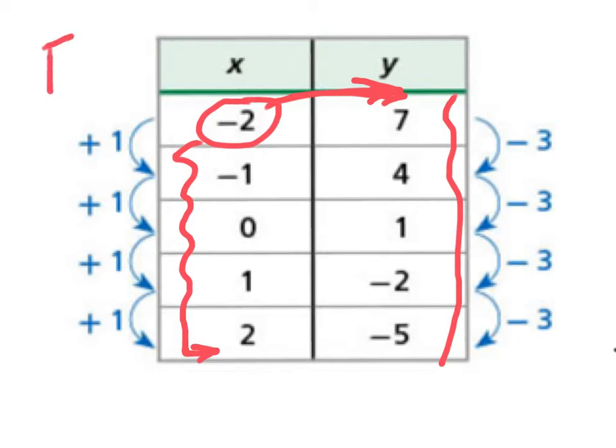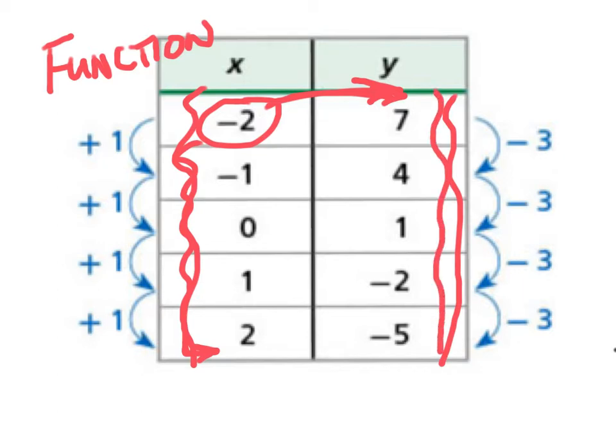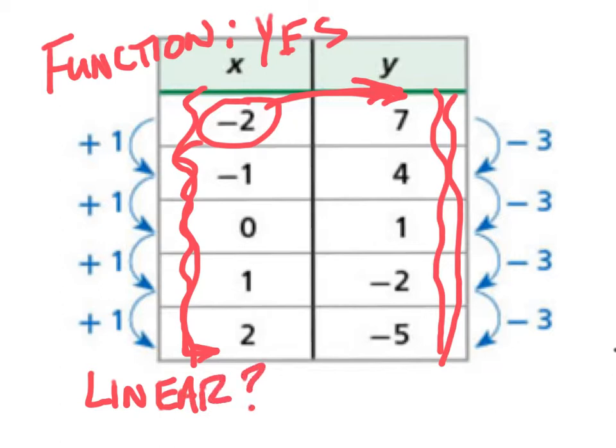In order for that to be a function, you would have to have all of these X values be different, as well as all of these matching up with only one X value. In other words, if I had a -1 here going to a 4, I couldn't have a -1 anywhere else in the X column and have it go to a different number than 4. So in this case, is this a function? Yes. And then linear, is this a linear function?